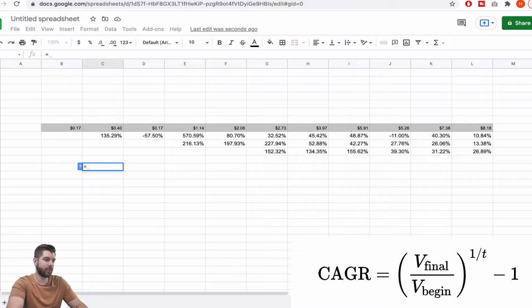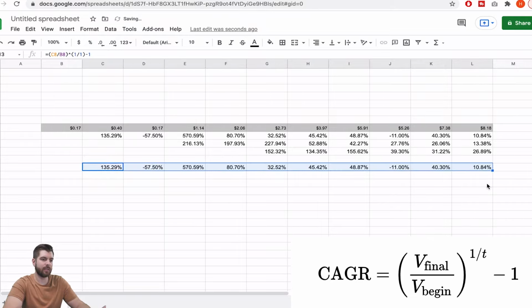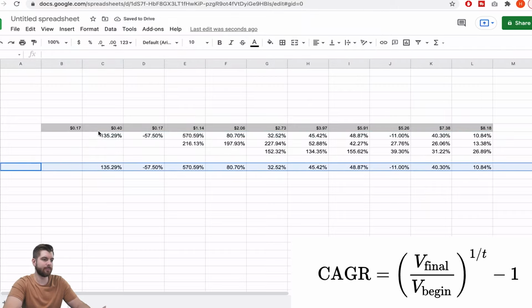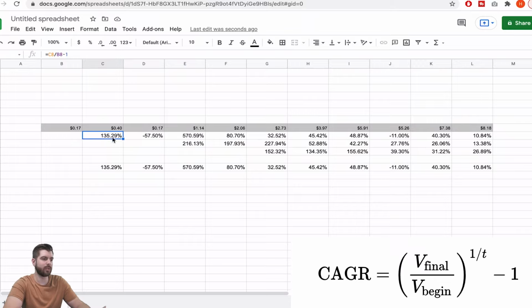So if we do equals bracket this number divided by this number, close bracket, to the power of bracket 1 divided by 1 in this case, since it's actually just 1 year that we're doing, minus 1. And I'm going to turn this into a percentage. So again, these numbers match up. And if we drag this across like this, then again, these numbers are going to match up with this row, and this row are going to be the same, although we've used a different formula. So this is the formula we've used here, which works when it's 1 year.